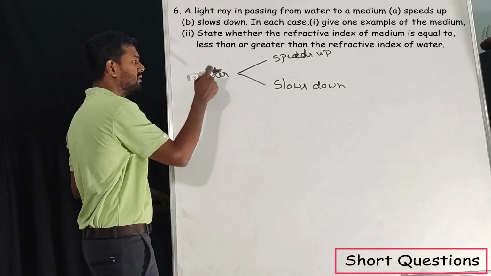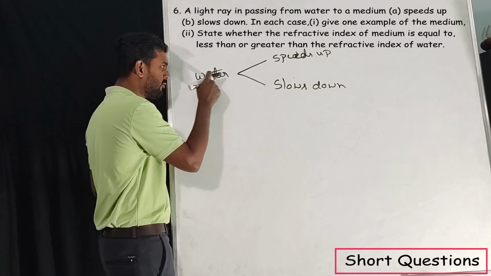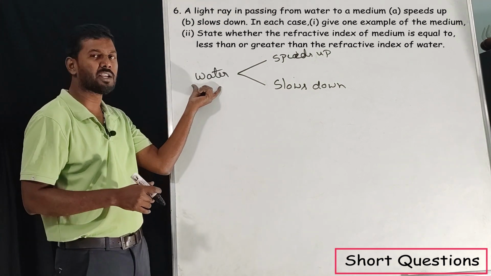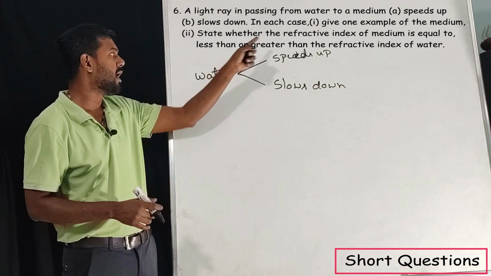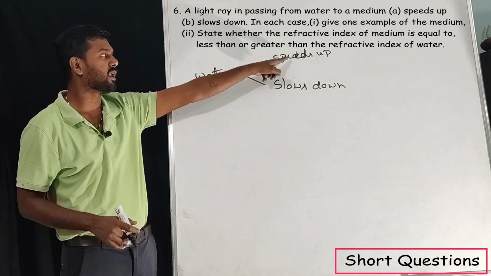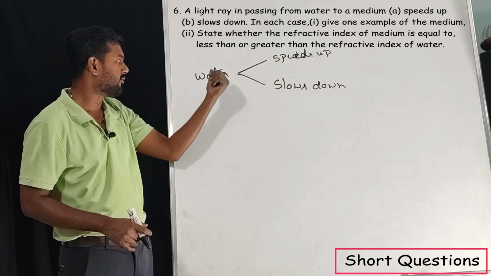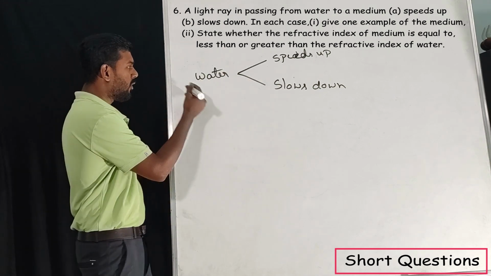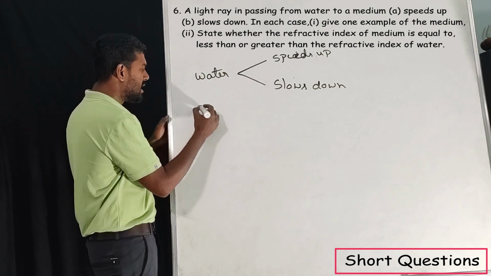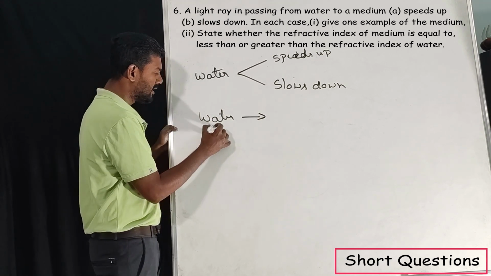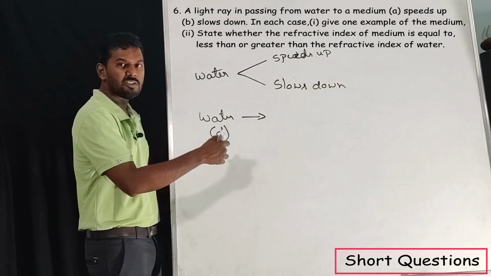When the ray enters from water to one medium where it speeds up, if the water is the denser medium, then the other medium has to be the rarer medium. From denser to rarer it will speed up. From rarer to denser it will slow down. If I consider water as the denser medium, which will be rarer compared to this?